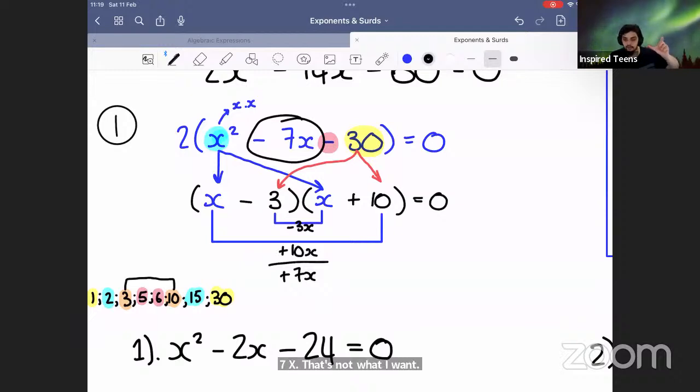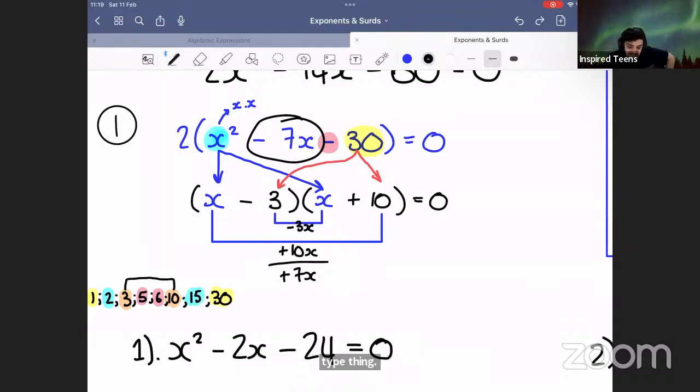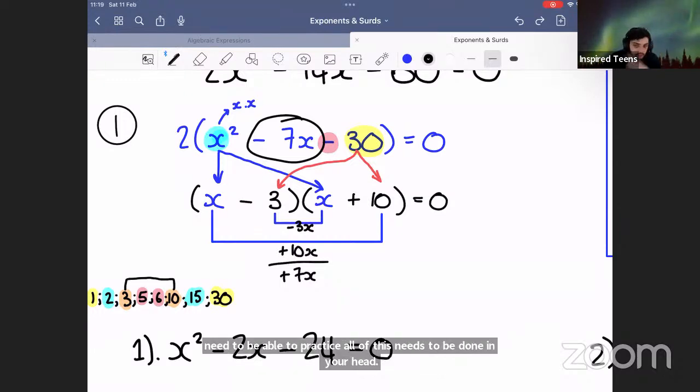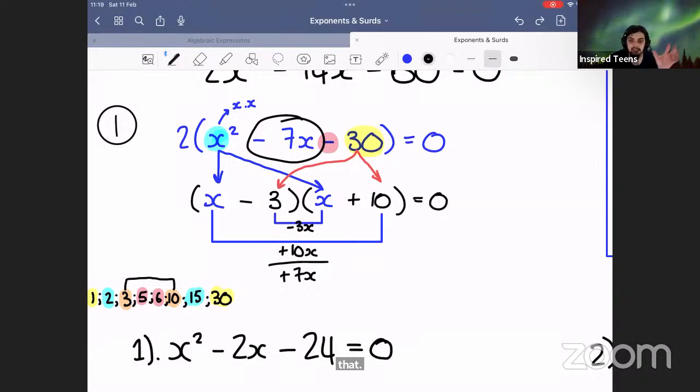It's like part of FOIL. It's just testing the outer inner. That gives you the middle term. It's like a shortcut, not exactly FOIL. You're just using the outer term and the inner term, multiplying and adding them, and it should give you the middle term. Again, I'm going through all the basics. At this point, you need to practice. All of this needs to be done in your head. You're not going to be doing all these arrows and first and last.